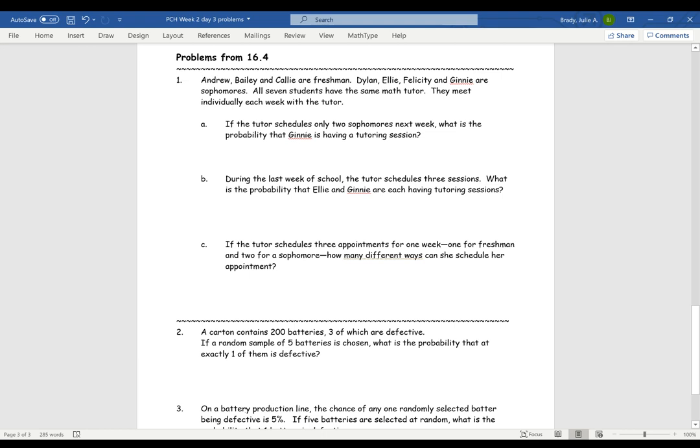Okay, now let's try and do some problems. All right, so we've got 3 freshmen and 1, 2, 3, 4 sophomores.